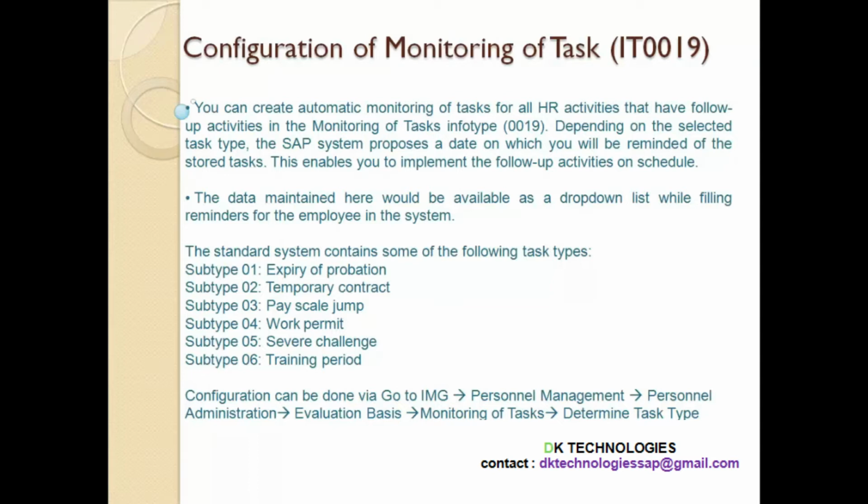The standard system contains some of the following tasks like expiry of probation, temporary contract, pay scale jump, like when the pay scale will be increasing, and several other subtypes. So while going into the configuration, I can basically show you practically how to configure this infotype 19 task type. So this is basically the configuration navigation path, how to determine the task type.